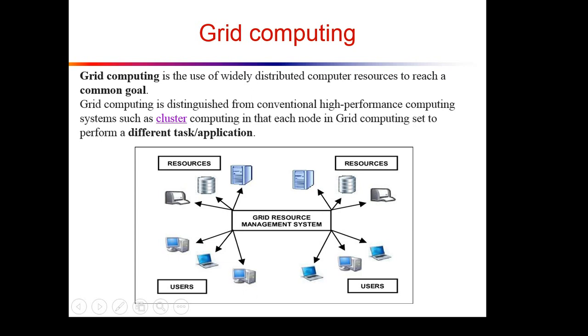In this figure you can see, again, the definition and description of grid computing. Grid computing is the use of widely distributed computer resources to reach a common goal. Yes, the common goal is defined for grid computing. Grid computing is distinguished from conventional high performance computing systems such as cluster computing in that each node in grid computing is set to perform a different task or application.